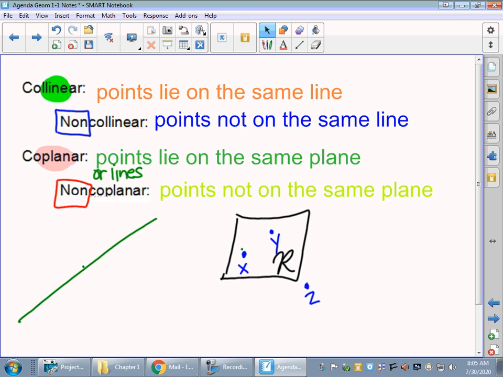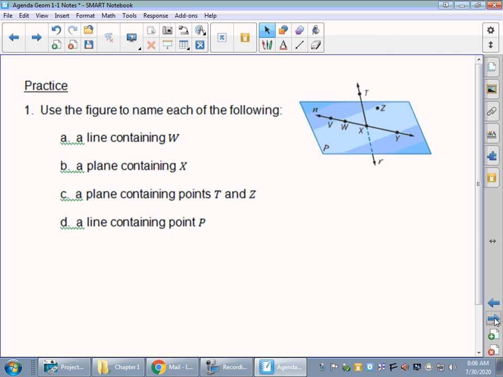X, Y, and Z, are they coplanar? Well, X and Y are on the same plane, but Z is not. So X, Y, and Z are non-coplanar. One point that's not on that plane makes it non-coplanar. If I moved Z up here, then we'd say, oh yeah, X, Y, and Z are coplanar. I'll keep them non-coplanar just so you can see what that looks like. All right, so here's what we're talking about. Let's just talk about 1 or 2 so we can keep things moving.